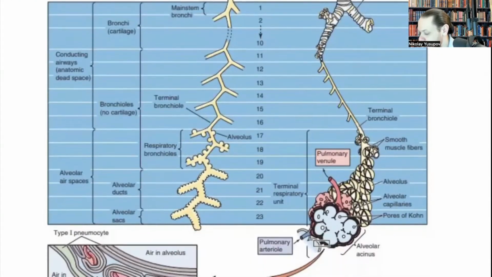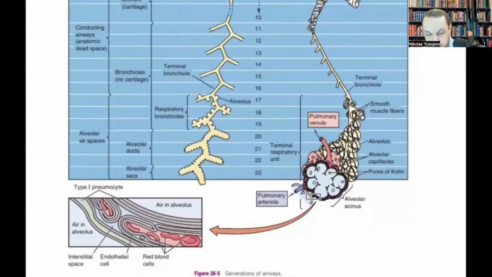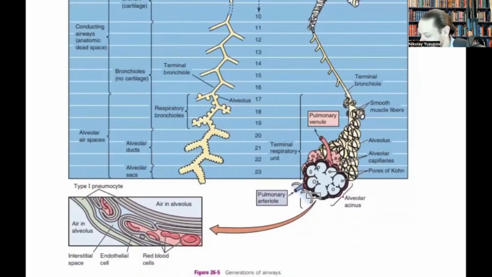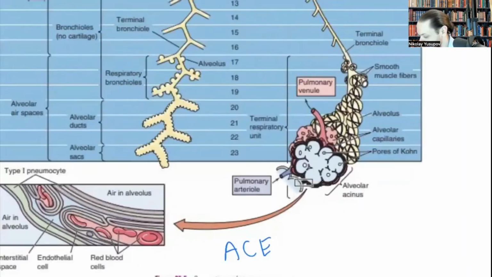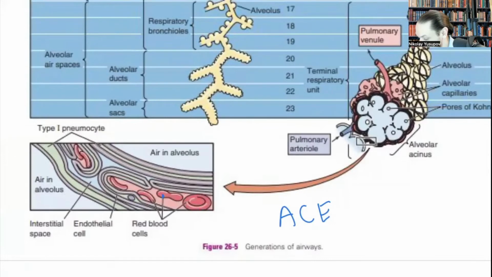Why do I have this here? This was basically my question in the respiratory system: where exactly is the ACE enzyme produced? I think Ian said in the capillaries. That's what you said, Ian? Yes. Here we see the red blood cells, and here we see the endothelial cells, and this is where it's produced.